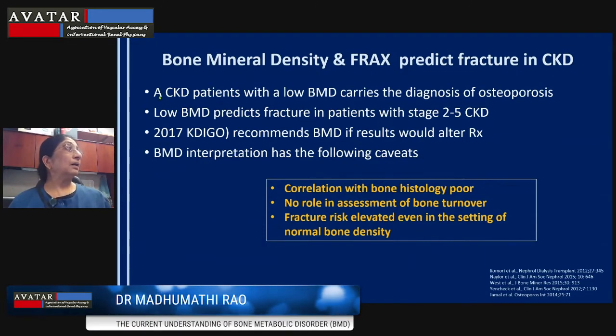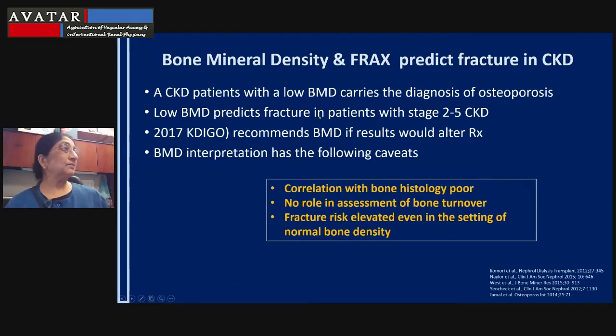We now admit that a patient with chronic kidney disease who has a low bone density carries the diagnosis of osteoporosis and therefore a higher risk of fracture. We know that a low bone density predicts fracture in patients with chronic kidney disease, just as it does in the general population, although the relationship may not be as precise. The 2017 KDIGO guidelines recommend bone density measurement if results would also alter treatment.